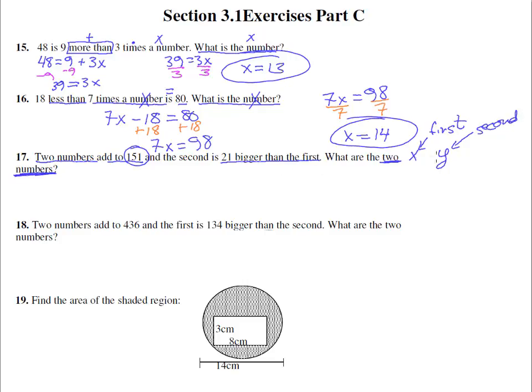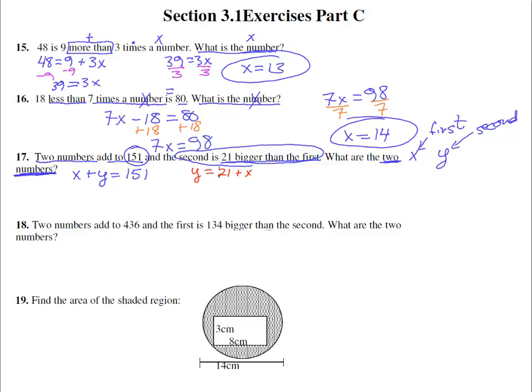Okay, so now that we've got our variables, two numbers add up to 151. So that means the equation that comes out is x plus y equals 151. Now this is an equation that has two variables. We can't find one of them until we know something about either x or y. If we knew x was 17 or 23 or 96, we could solve it. So we look to this second clue here and write that out. The second, that is y, is 21 bigger than the first.